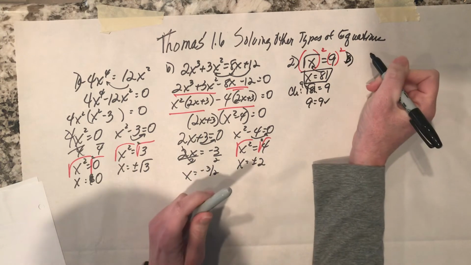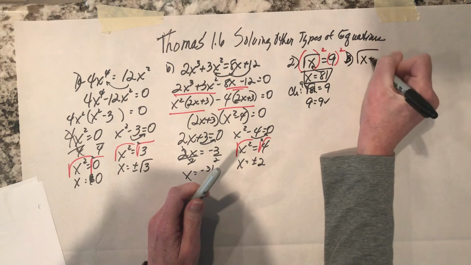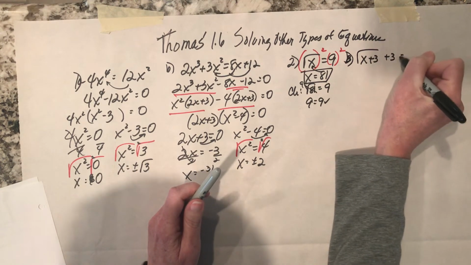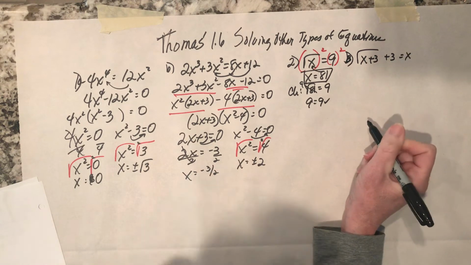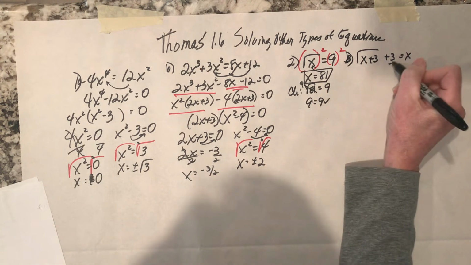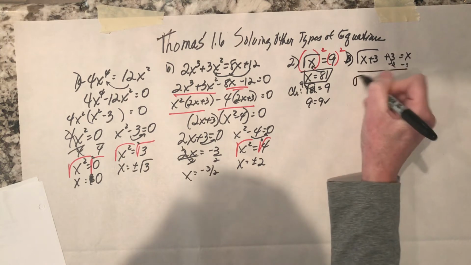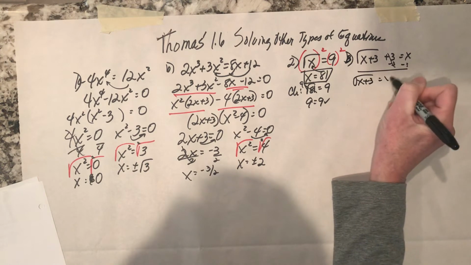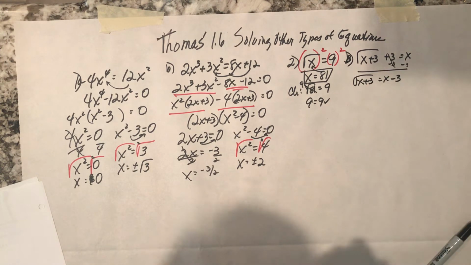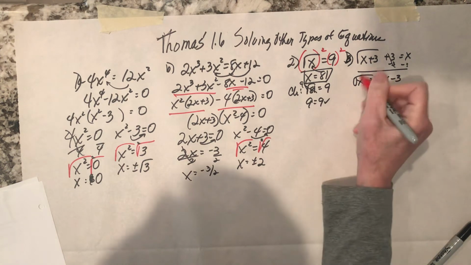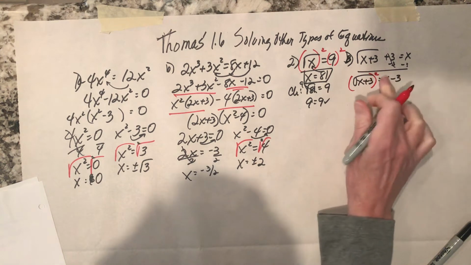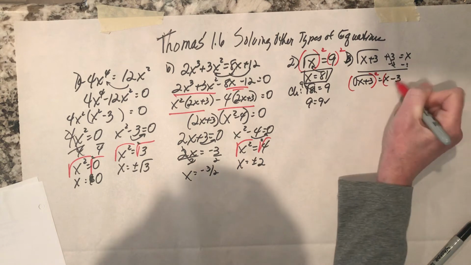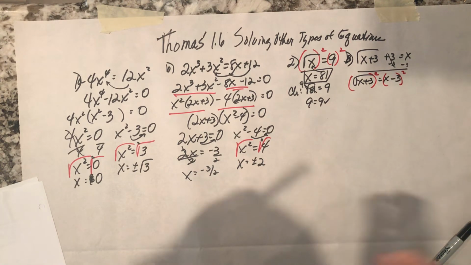Let's look at 2b. We've got the square root of x plus 3 equals x. Isolate this guy. So let's move the 3 over. And now we're in the same position. We've got this guy isolated. Let's square to get rid of the radical. Whatever you do to one side, you have to do to both sides.